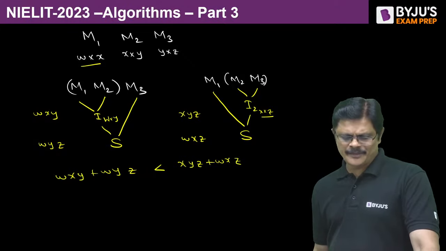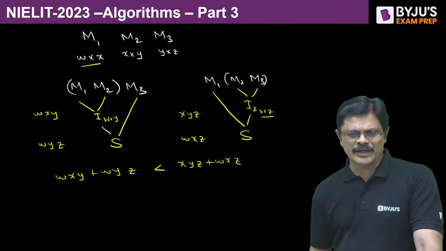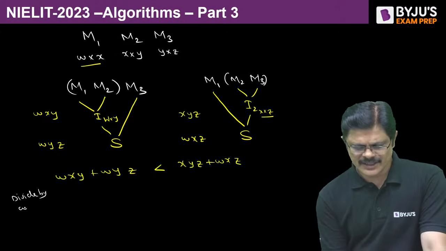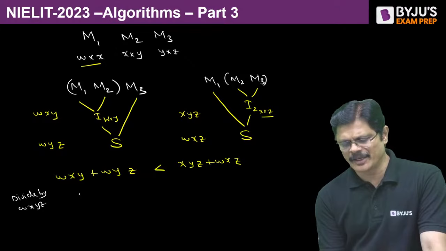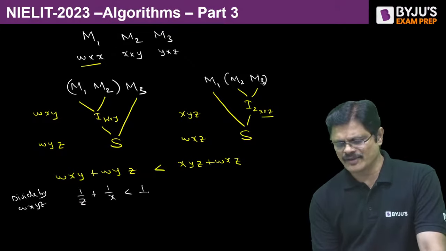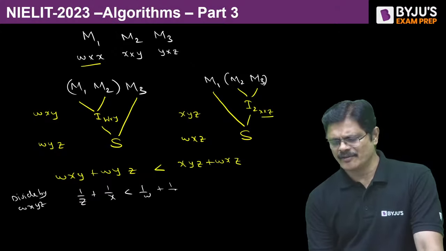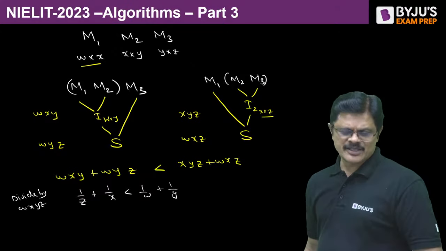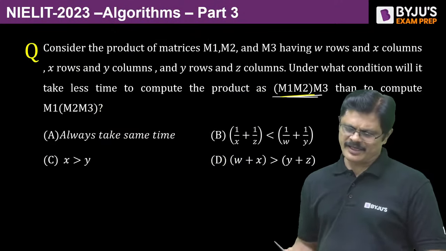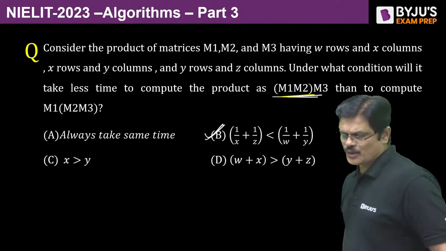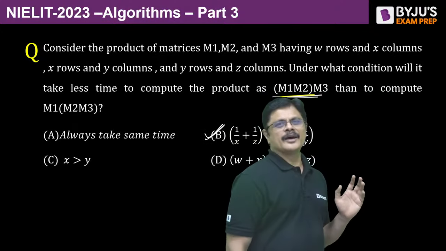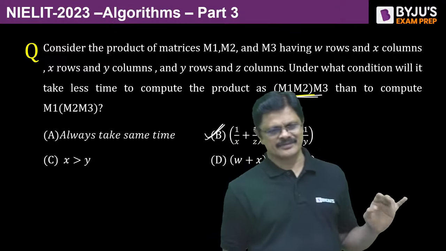You can divide throughout by WXYZ. When you divide by WXYZ, you get 1 by Z, 1 by X, 1 by W, 1 by Y. So 1 by Z plus 1 by X is less than 1 by W plus 1 by Y. This is the condition to make the first order better than the second order. That is the story.